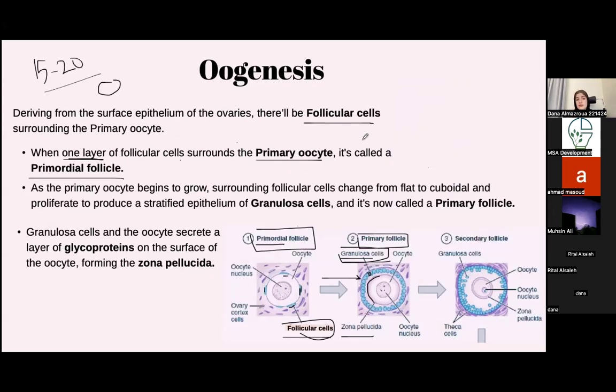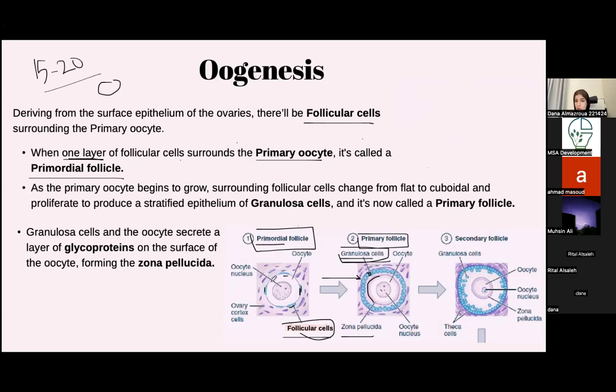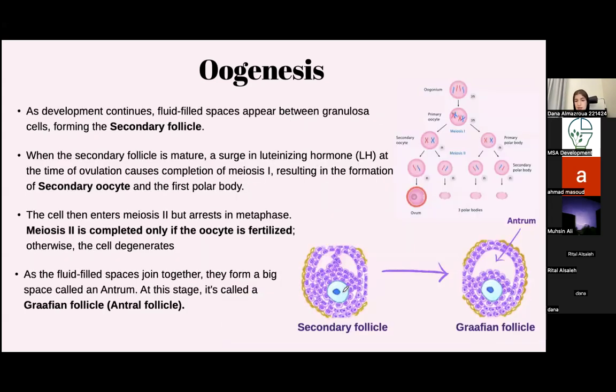Because if you look here, now we were in follicular cells. Now in the secondary follicle, you'd have way more cells, and I'm going to explain it in more detail. We started with follicular cells, then granulosa cells, and then here in the secondary follicle, what you would notice is that we start to have fluid-filled spaces. When you have these fluid-filled spaces appearing between the cells, this is when we start calling it the secondary follicle.